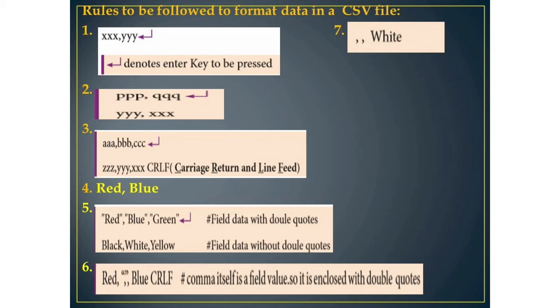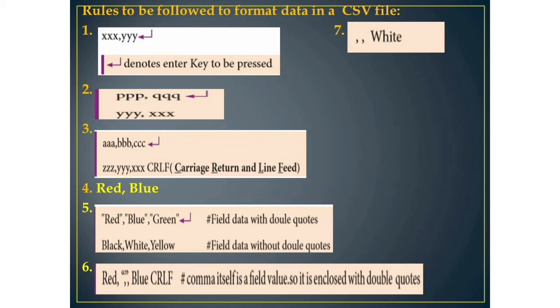Okay. Suppose in your CSV file you have 5 rows, which means after the first row you have to press enter, then you start the second row, right? Then after completing the fifth row, you need not press the enter key. For example, PPQ, QQ. Okay, then you have to press the enter key. Then YYY, XX. That's it. If this is the last row, you need not press the enter key.